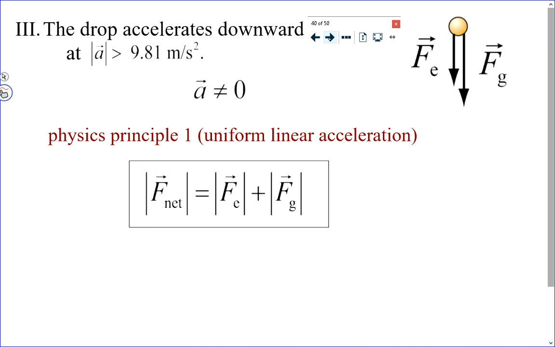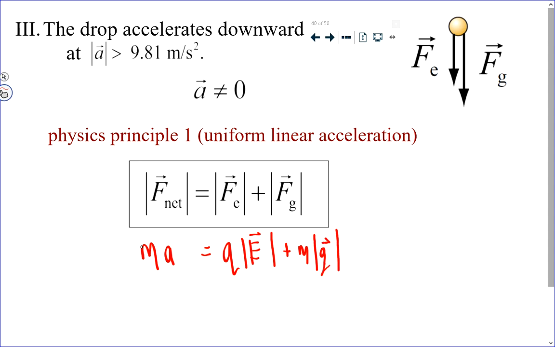So your analysis here would be that mass times acceleration would be equal to charge times electric field strength plus mass times gravitational field strength. You're adding the two magnitudes together. And if you have a situation in which it's accelerating down at a very large number, then you would proceed by applying the physics that I have written in red.